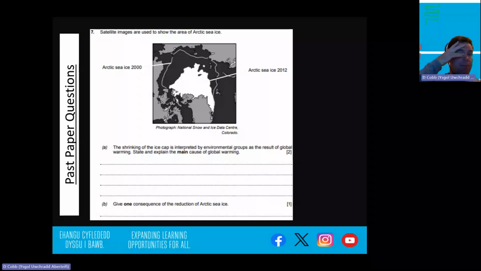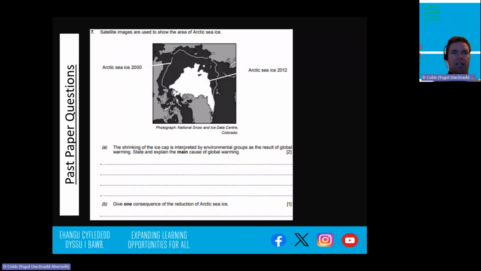So look at what's happening. What they're telling you is the satellite images are used to show the area of Arctic sea ice. So this is your landmass in grey. The white is the ice, and the darker color, the dark grey or the black there, that's the sea. And this line here shows the position of the sea ice in 2000. And now you can see where the boundary of the sea ice is in 2012. So you can see that that sea ice is shrinking. And it says the shrinking of the ice cap is interpreted by environmental groups as the result of global warming.